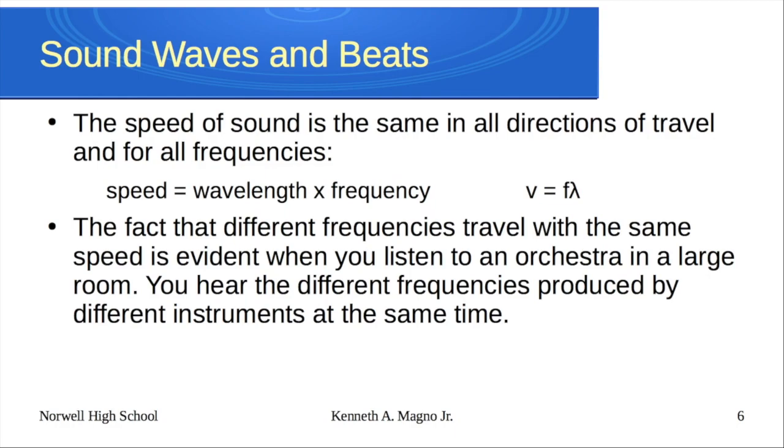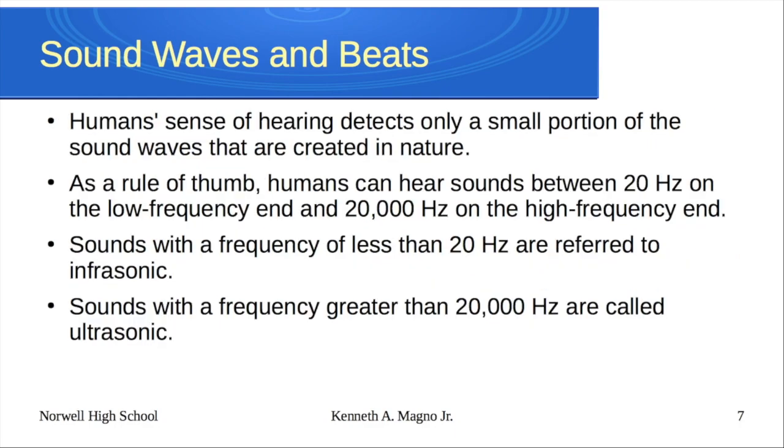And just like any other wave, the speed of that wave is equal to the wavelength times the frequency. So basically, all those frequencies that we can hear are in a set range. We can only hear as low as 20 hertz and as high as 20,000 hertz. But all the waves travel at the same speed. They all travel at, for room temperature, 343 meters per second.